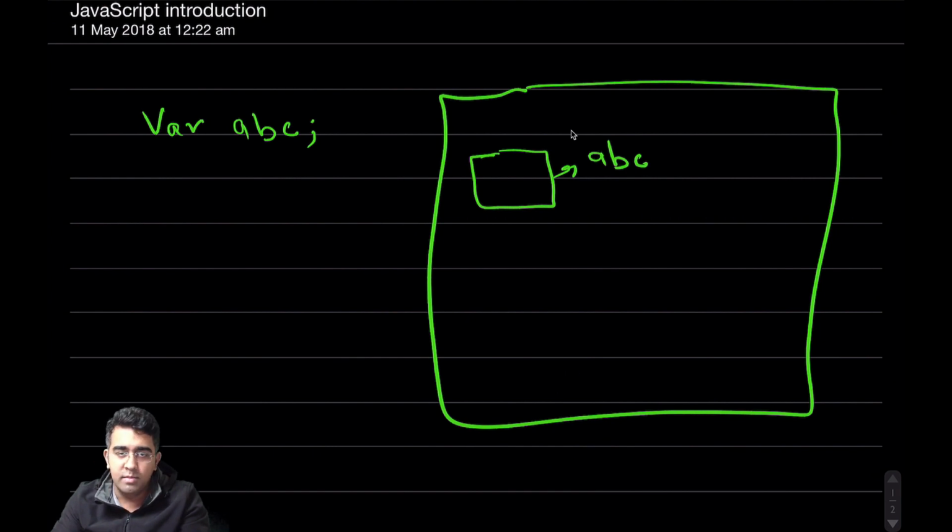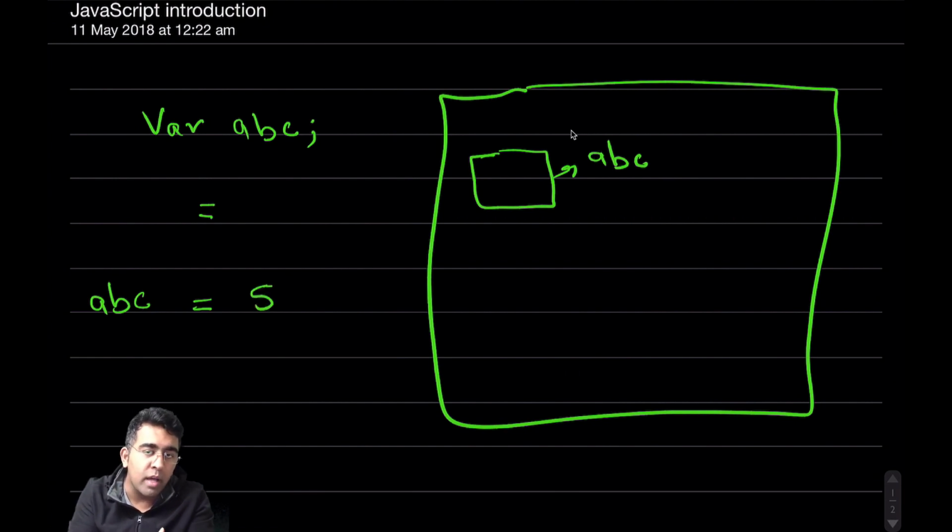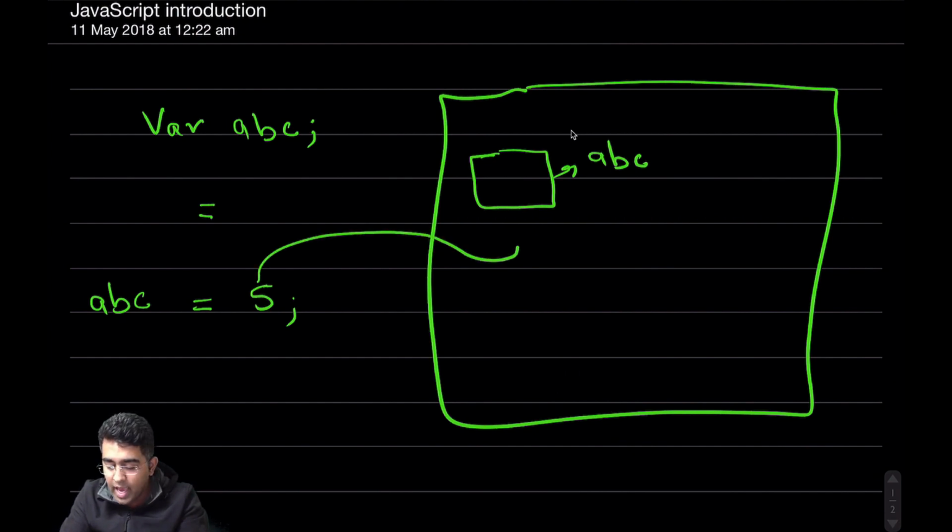Now we want to store some data into our memory location. We can do that by using an assignment operator. The assignment operator is this equal to sign. So if I say ABC equal to 5, and 5 is a data type which we are going to talk about in the next video. So I say ABC is equal to 5, and I type a semicolon. Now what the compiler will do is take this value and put that value into this memory location. And now the memory location ABC will have this value.